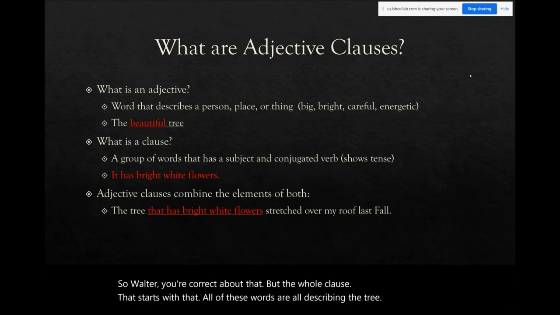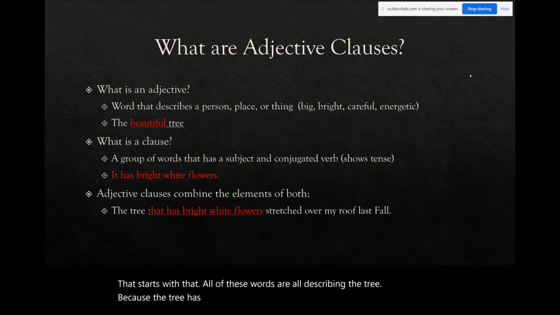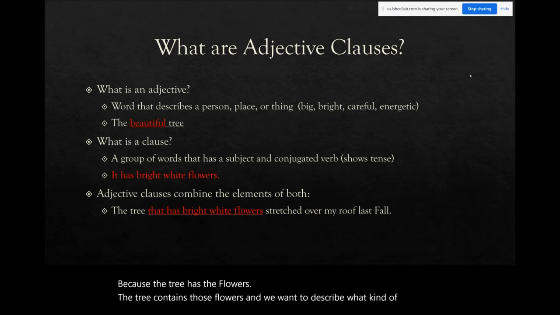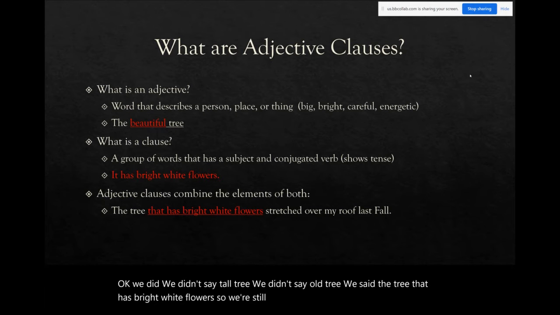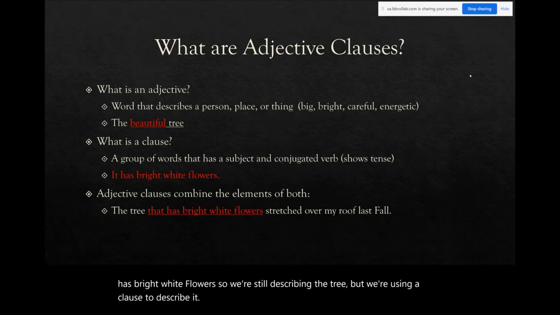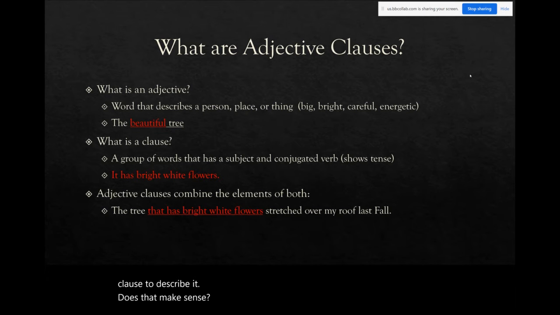Because the tree has the flowers. The tree contains those flowers, and we want to describe what kind of tree it is. Okay? We didn't say tall tree. We didn't say old tree. We said the tree that has bright white flowers. So we're still describing the tree, but we're using a clause to describe it. Does that make sense? Yes.